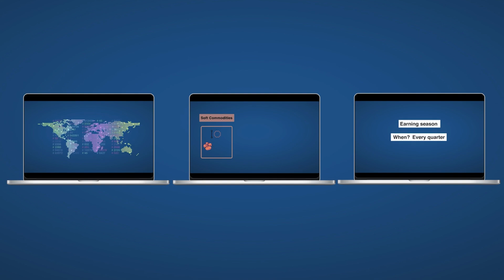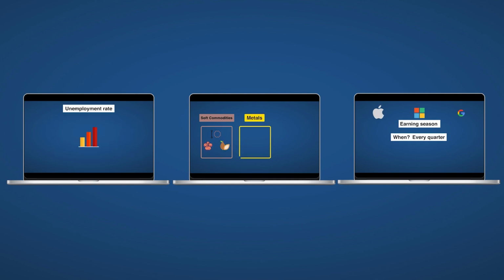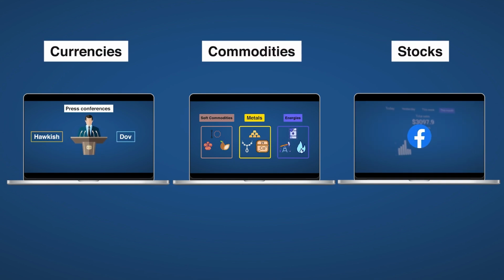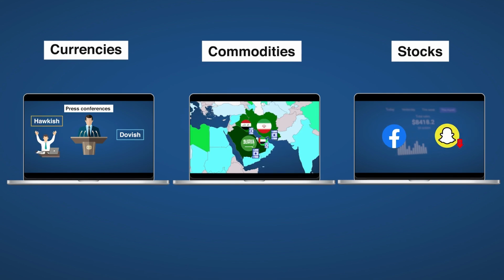In this segment, we will go through the several areas of fundamental analysis you'll need to be aware of when you're looking to trade currencies, commodities, and stocks. So let's get real.